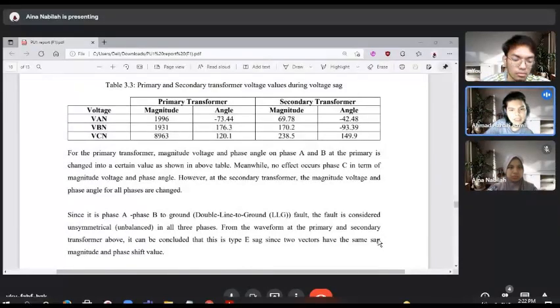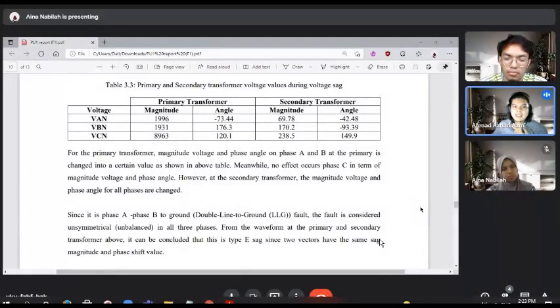So at the secondary, there is a change in the phase C because of magnitude and phase angle. So since it is phase A and phase B to ground double line-to-ground fault, the fault is considered unsymmetrical in all three phases. From the waveform at the primary and secondary transformer above, it can be concluded that this type of sag, since two vectors have the same sag magnitude and phase shift value.